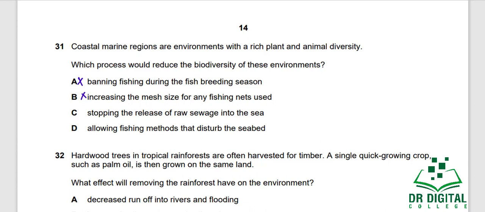C is stopping the release of raw sewage into the sea. You know that raw sewage is a pollutant. When you decrease the pollution, it will increase the biodiversity. So it is also wrong. D is allowing fishing methods that disturb the sea bed. You know that when heavy trawlers and large ships are used, they will disturb the sea bed, small fish and the whole ecosystem will be disturbed. So it will decrease the biodiversity. So the correct answer for question 31 is D.